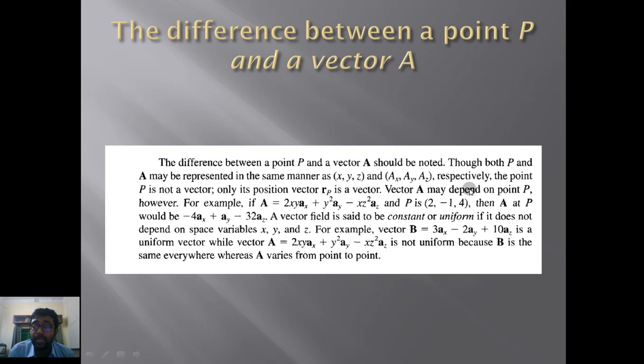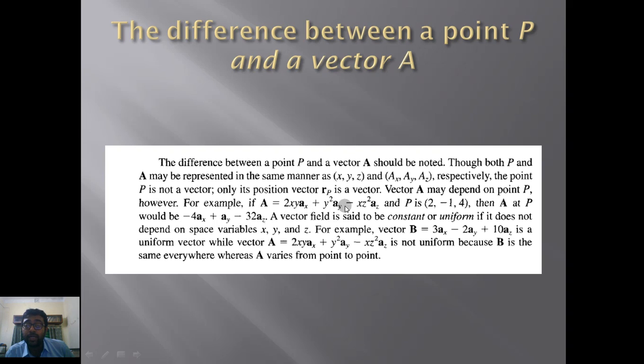The vector A may depend on point P. For example, A equals 2xy a_x plus y squared a_y minus x z squared a_z, and P is (2, -1, 4). Then A at P would be this. This P is the position. This is the point which has been described with this position, and A at P, A is a vector which can be described at point P, and this would be described with this: minus 4 a_x plus a_y minus 32 a_z.